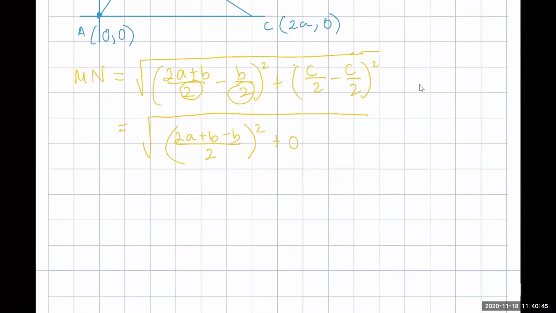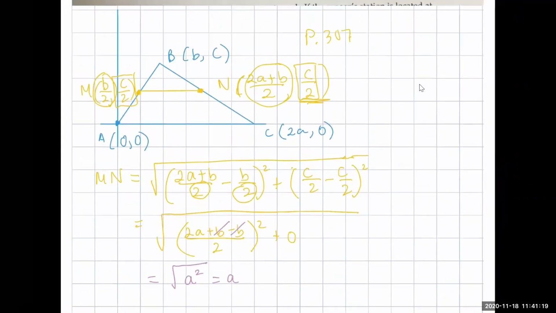Can I ask you guys, what happens to the b's in the change of x? Yeah, they cancel out, right? B minus b is 0. What happens to the 2a over 2? What is 2a over 2 equal? It becomes just a, right? So all of that just becomes square root of a squared. And if we remember, the square root and squaring undo each other. So this just simplifies out nicely to just a. Okay, so then that's going to be the length of MN.